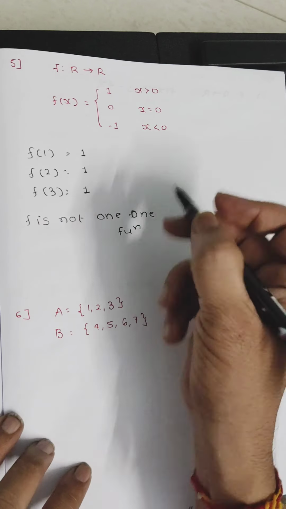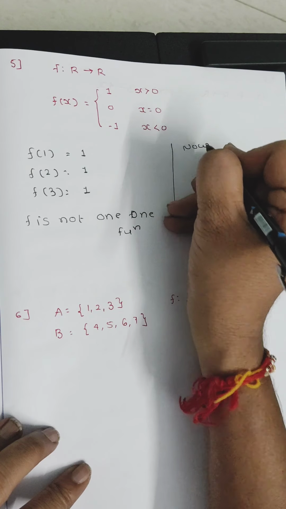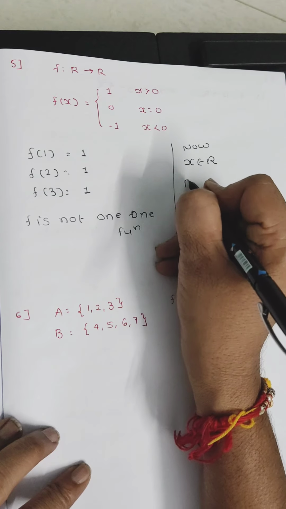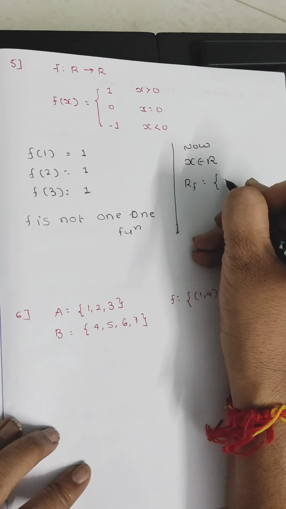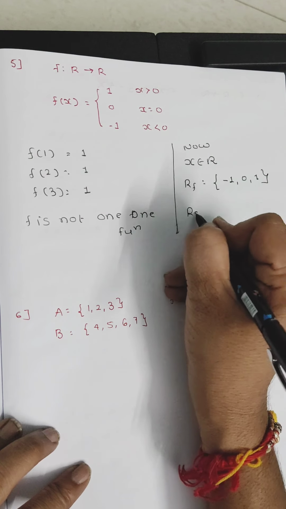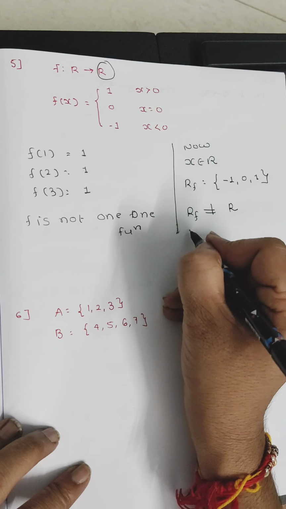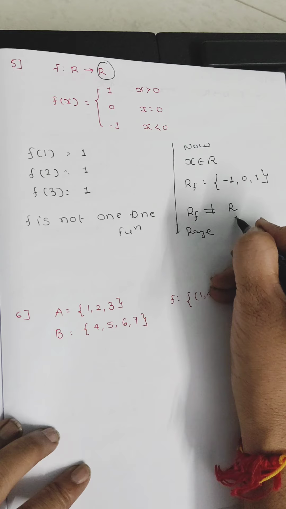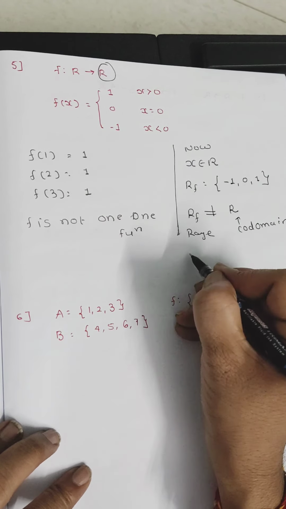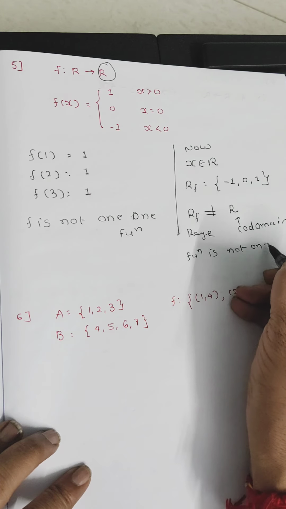For range, now x belongs to R. Here the range of the function is only -1, 0 and 1. So the range of the function is not equal to the codomain, that is R. This is the range and this is the codomain, which is not equal to R. So the function is not onto.